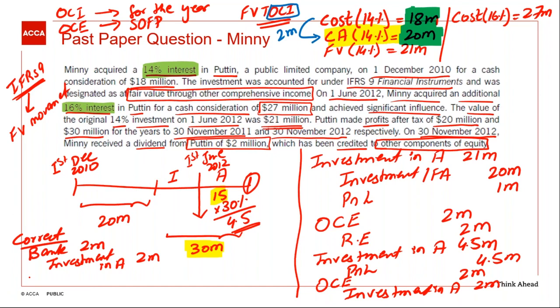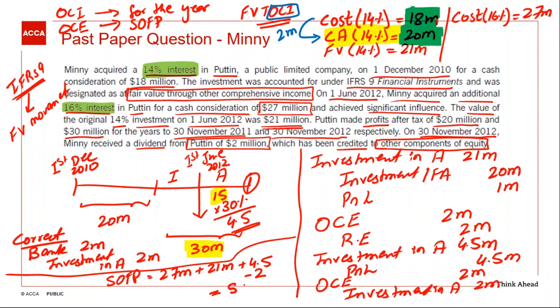Raja is saying, sir, what about 27 million? Raja, basically now the investment in the balance sheet, the value that will be taken in the balance sheet is going to be 27 million of the new investment plus 21 million of the old investment plus 4.5 of the share of profit minus 2 million of the dividend. So all this will make a total of 52.5 million. So this is how we are going to use 27.